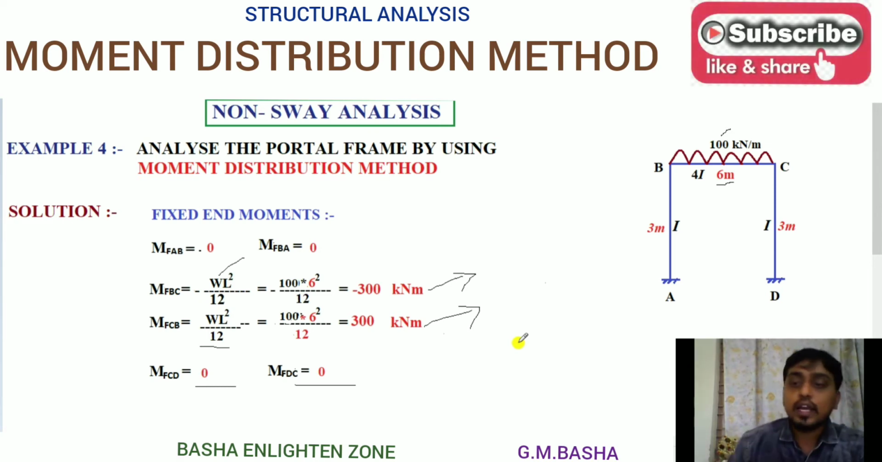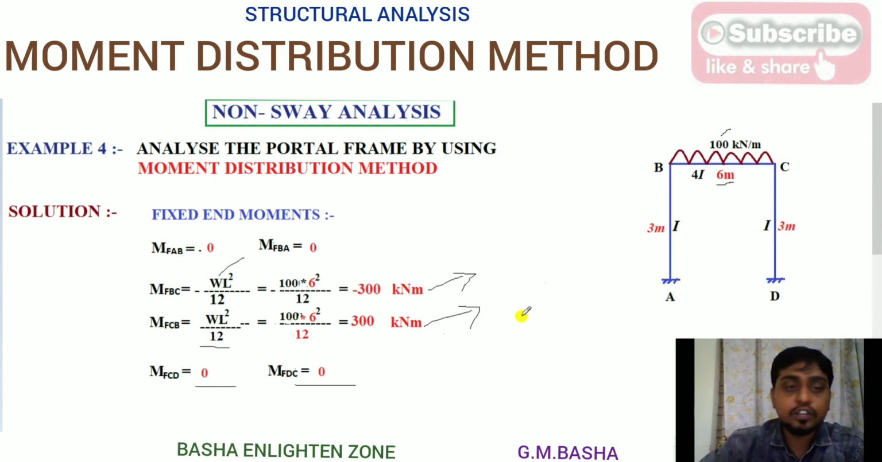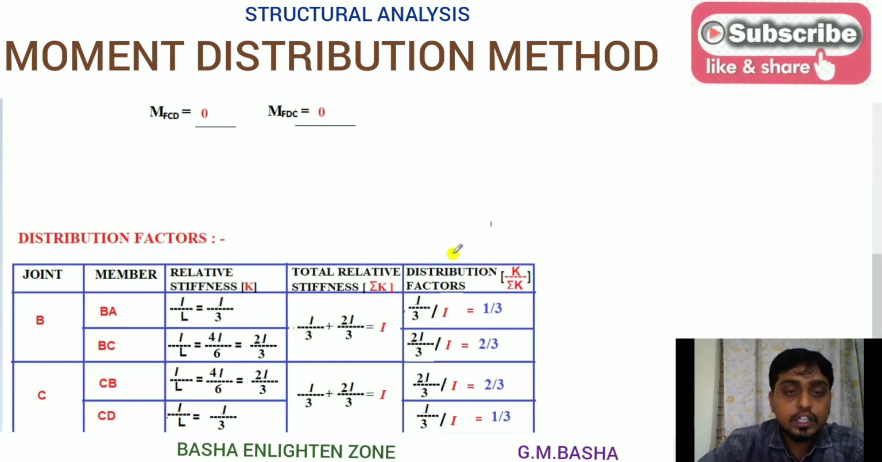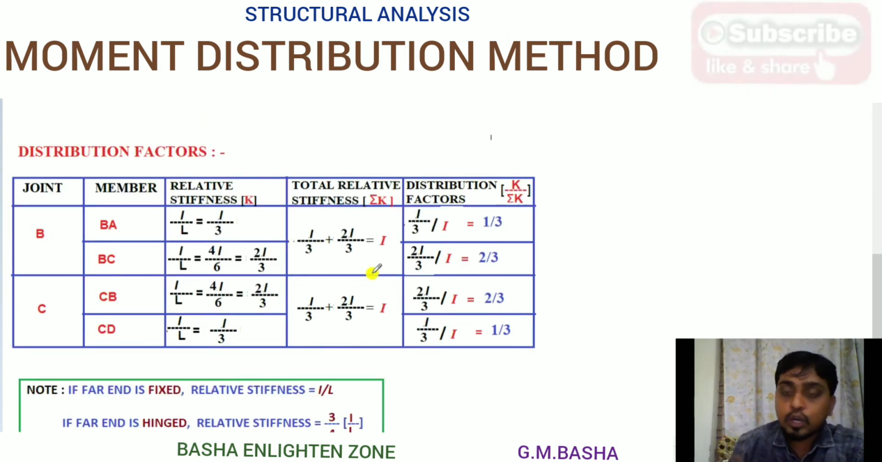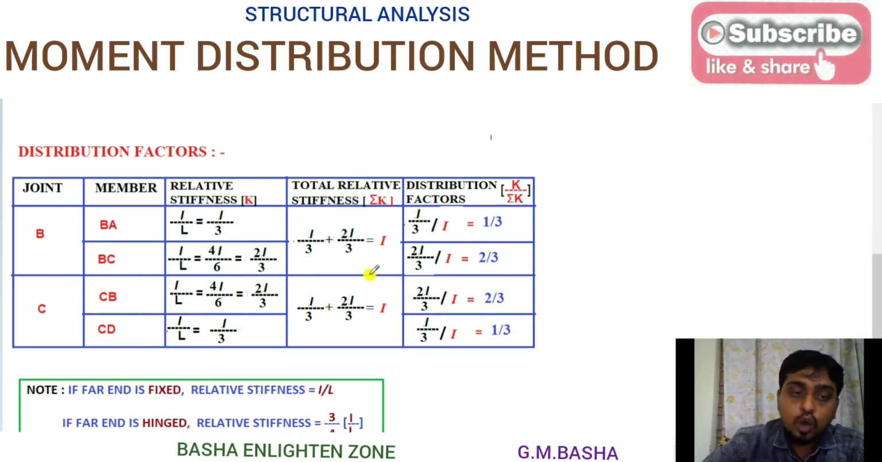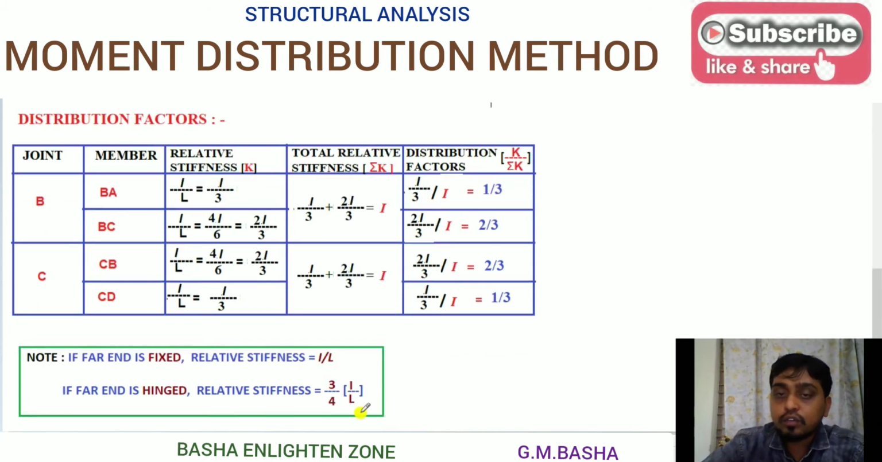Then go to the next step, which is the distribution factor. See here, distribution factor. Before going to calculate the distribution factor, always remember these two steps. If the far end is fixed condition, our relative stiffness K value will be equal to I by L. If the far end is simply supported condition, our relative stiffness will be equal to 3 by 4 times I by L.